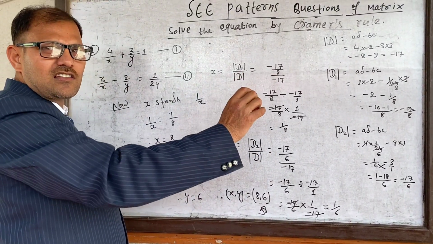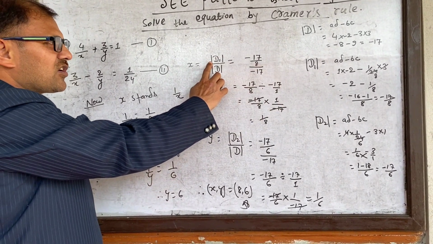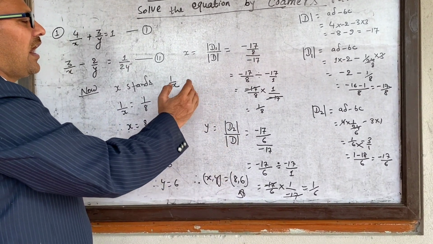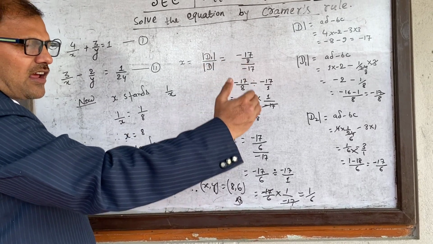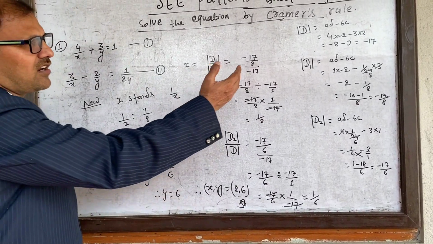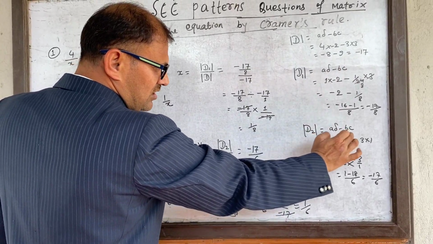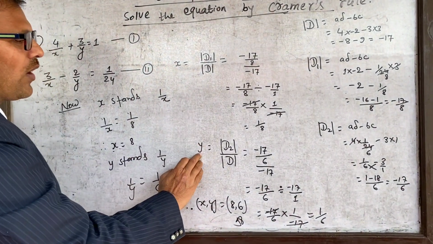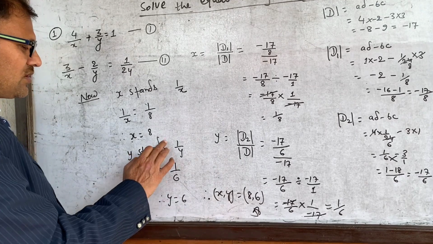This D represents the x coefficient and y coefficient, D1 represents the constant and y coefficient, and D2 represents the x coefficient and constant. Then after you find the D determinant, D1 determinant, D2 determinant, x is equal to D1 by D, y is equal to D2 by D and solve. And you get the value like this.